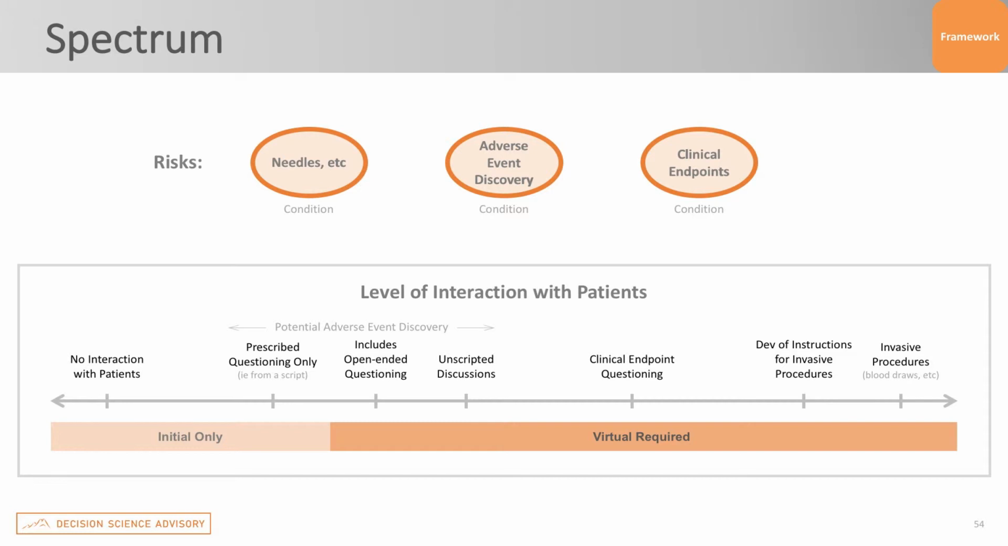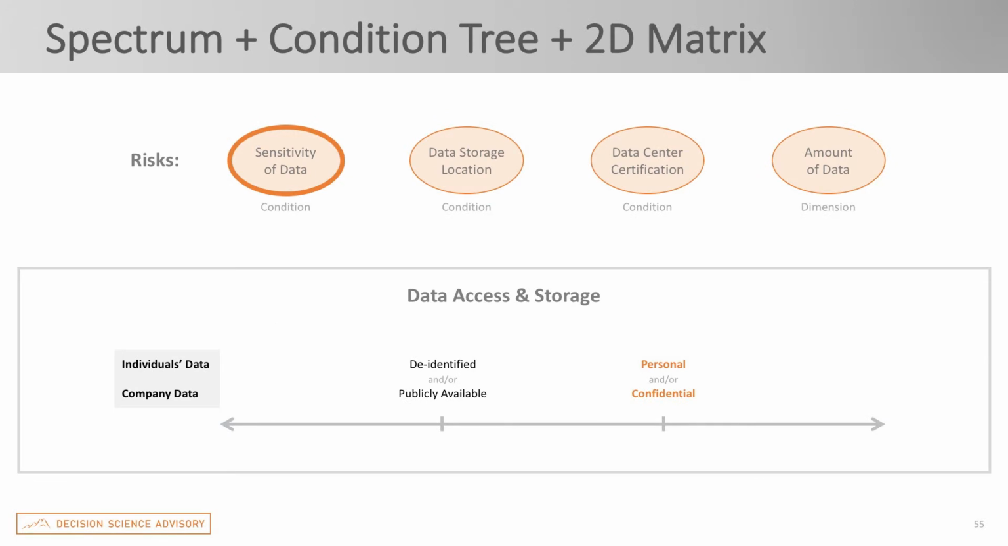Final one is sort of a combination, so multiple steps here. We'll start with the spectrum again. This time we took sensitivity of data, so this is around data access and storage. And so I said, well, what do you mean by that? What's going on when you say sensitivity of data?